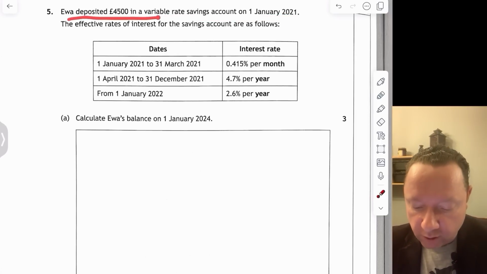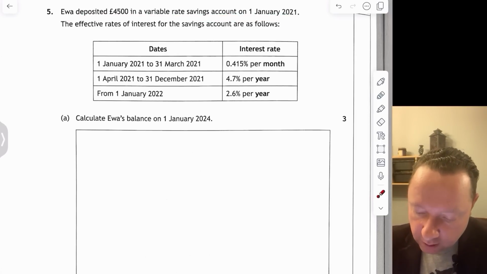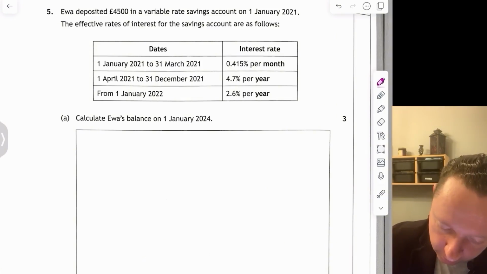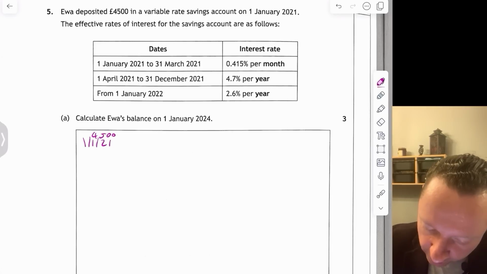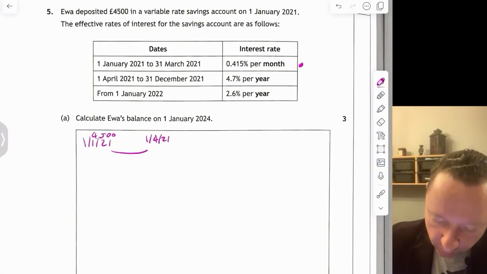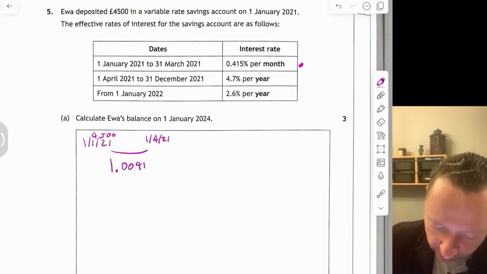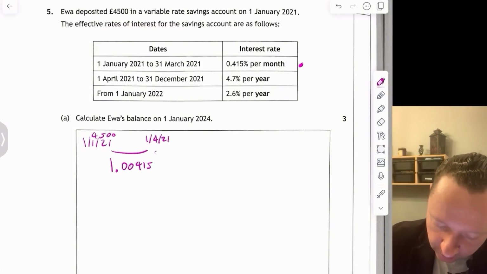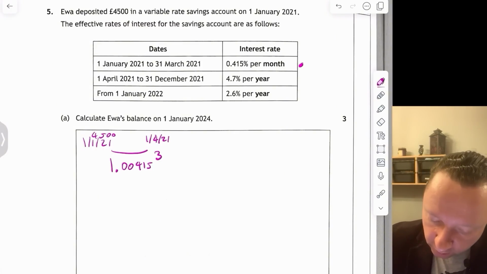So if I deposit £4,500 on the 1st of January 21, that's only going to take us up to the 31st of March, but I'll just make that the 1st of April to make it easy to see. And then we've got the percent, 0.415, so I'll put a 1 and divide by 100, 1.00415. And it's a power of 3 because it's January, February, March. Not out of 12 because it's per month.